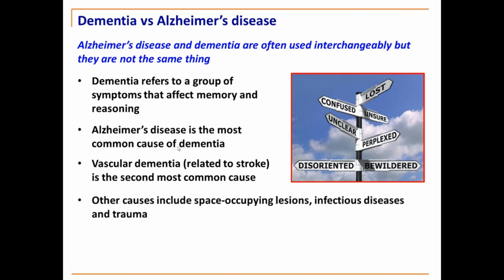We also have other causes. So other causes include things like space-occupying lesions, so cancers, for example, infectious diseases leading to encephalitis, and trauma, for example, due to head injury. So there are other causes of dementia.